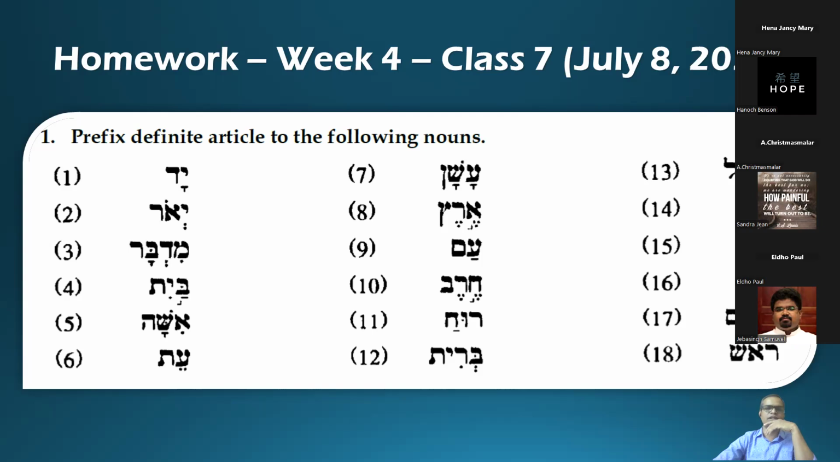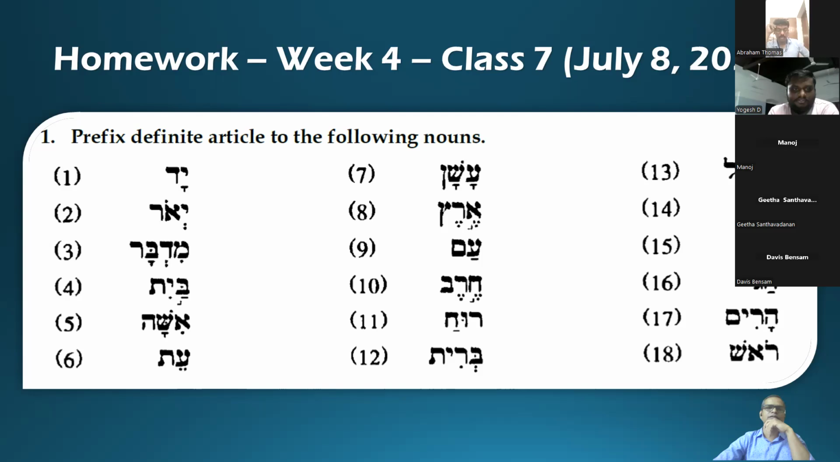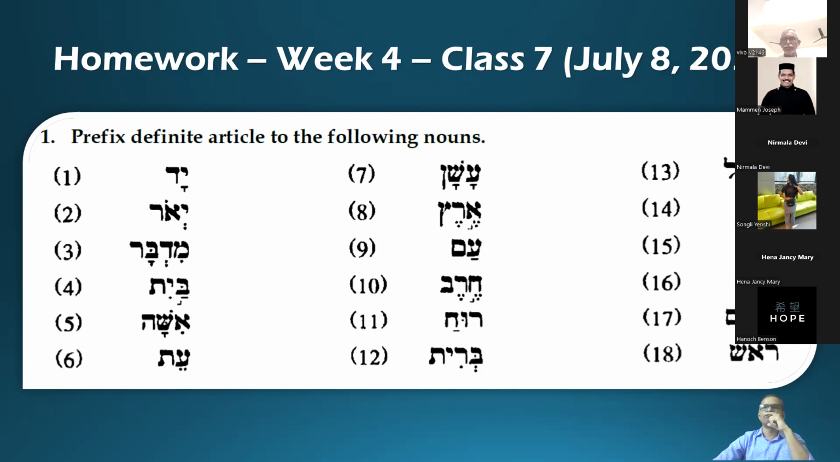Midbar. Okay. The wilderness. Okay. Dagesh Forte. Will there be Dagesh Forte? Yes, sir. Of course. Okay. Where will Dagesh Forte be placed? In mem, sir. Super. Okay. Good. Fourth one is enough. Thank you, sir.